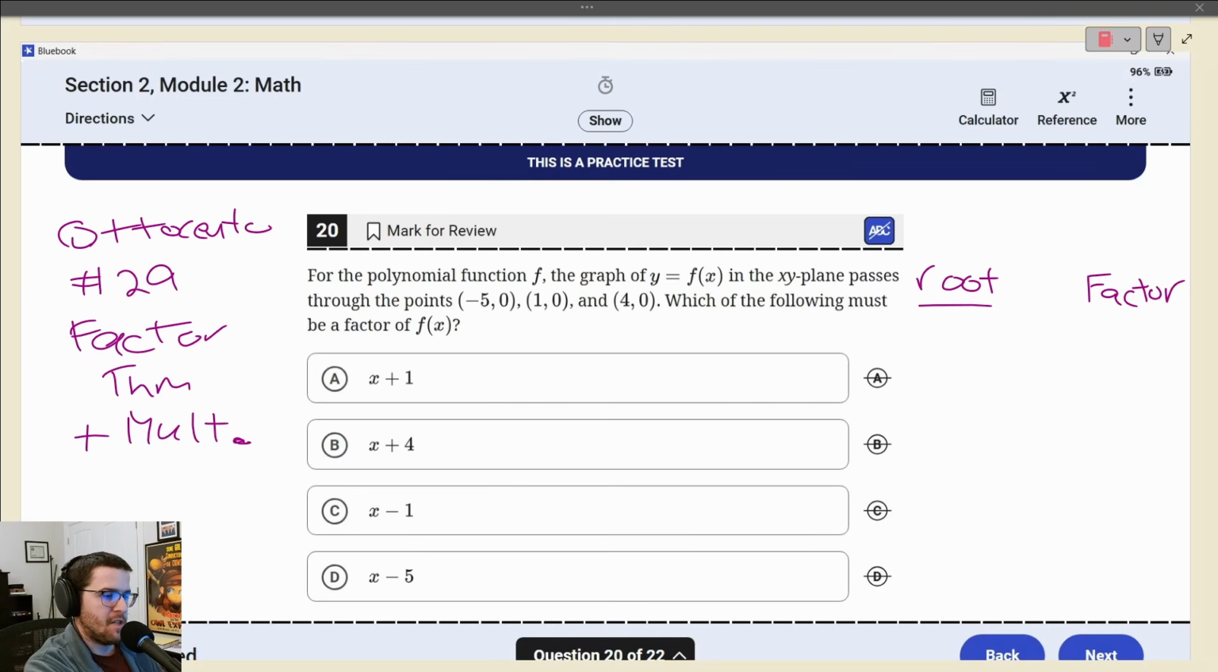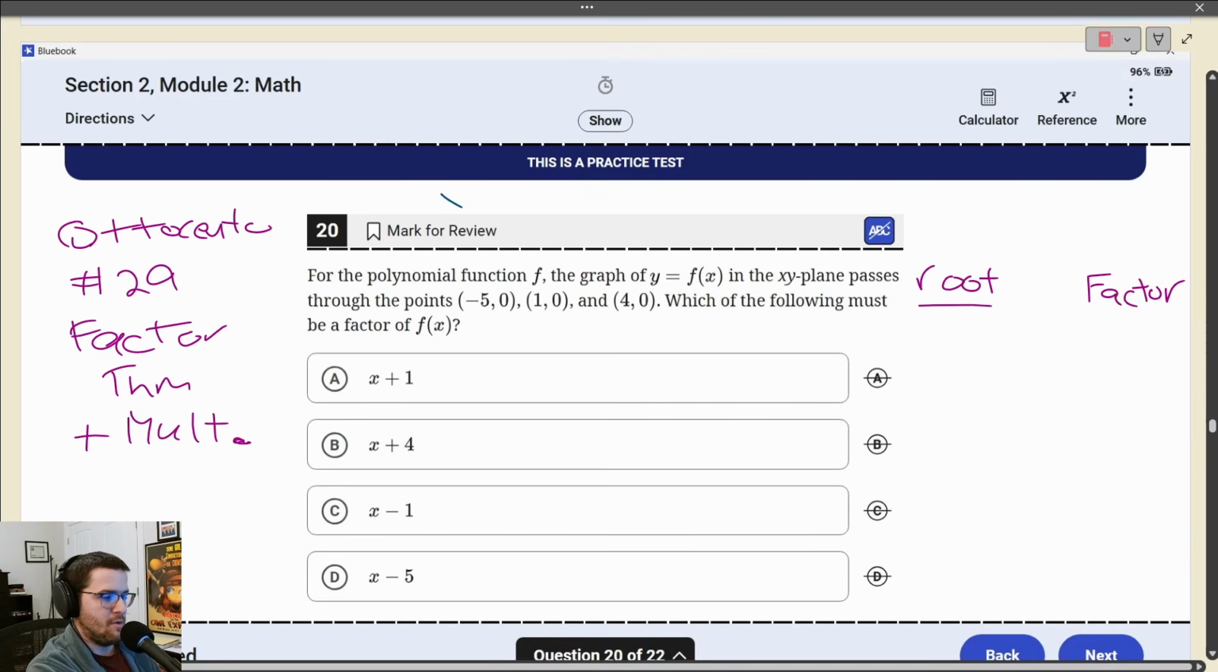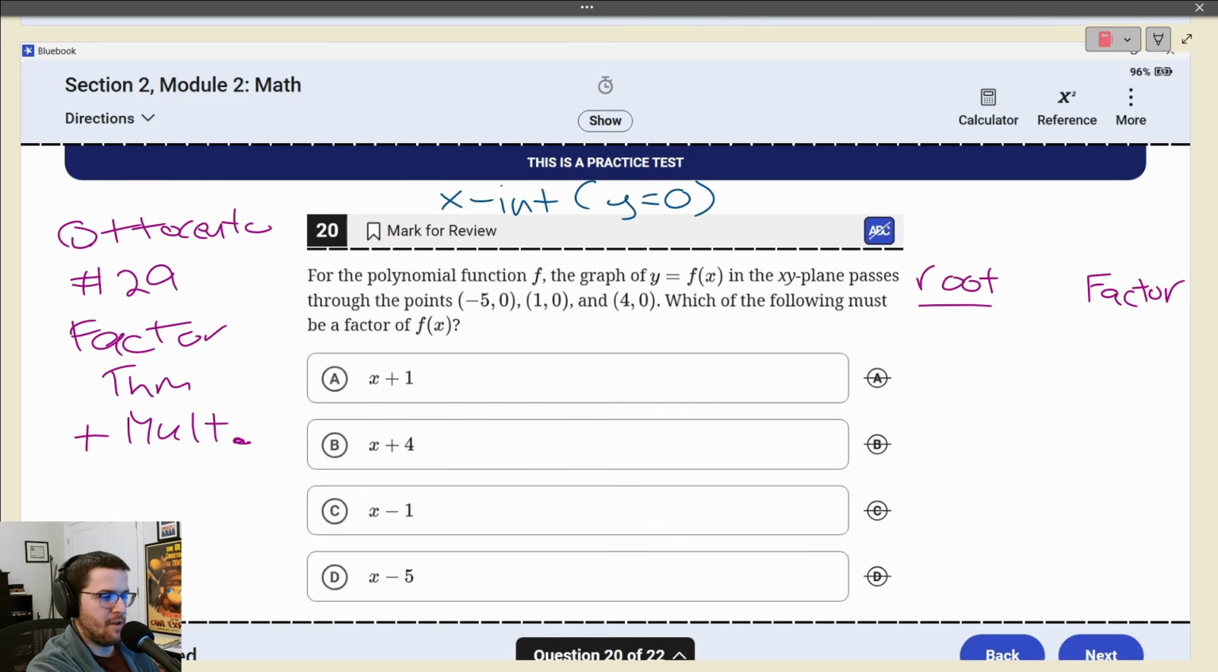first thing we need to recognize is that x-intercepts, or roots, happen when y is equal to 0. So it's really important that we recognized that for every single one of these points, y is equal to 0. So that means they're all x-intercepts. Another word for that is roots. So we can write these roots down. If there wasn't a 0 there, it wouldn't be a root. So -5, 1, and 4 are all x-intercepts.